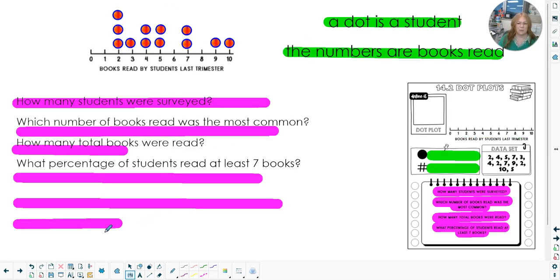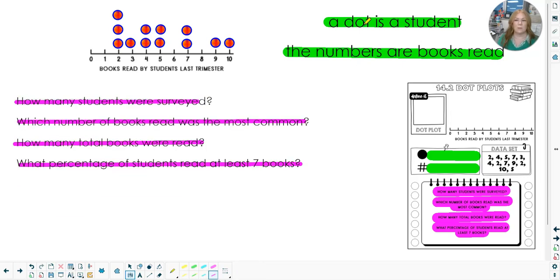So now every time we have a dot plot, we want to make sure we understand what the dots are and what the numbers on the bottom are. They're not the same thing. On this one, the dots are our observations. They're the students. How many people did we ask this question to? And then below, the numbers are their answers. This is how many books they read. So if it asks about students, we want to be looking at dots. If it's asking about books, we want to be looking at the numbers.